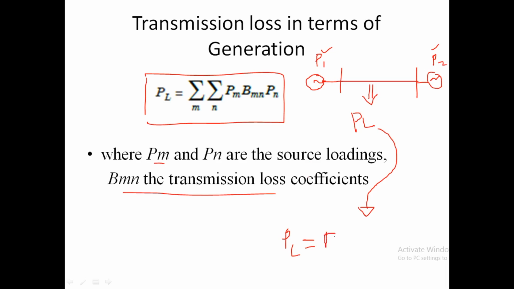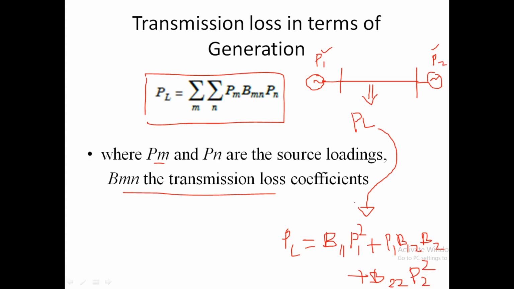So B11 means what will be the power term? P1 square. So B11 into P1 square plus next term is B12. That means the power will be what? P1 into P2, B12 into P2. Now the third term is what? B22. So with the B22 which term will come? B22 into P2 square. So this is the equation if there are two generators.